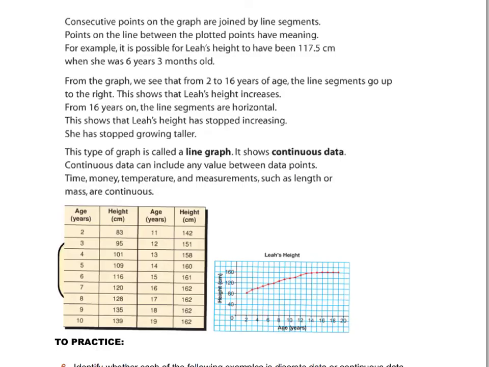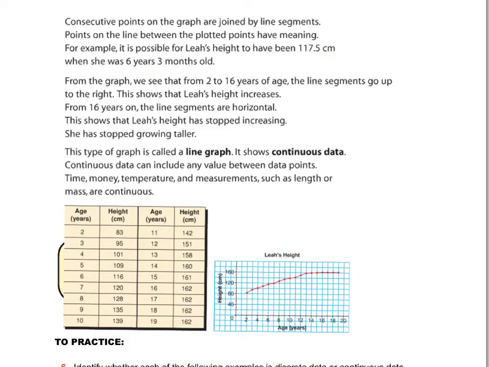All right, so continuous points on the graph are joined by line segments. These points on the line between the plotted points have meaning. So, for example, it's possible for Leah's height to have been 117.5 centimeters when she was 6 months and 3 years old.